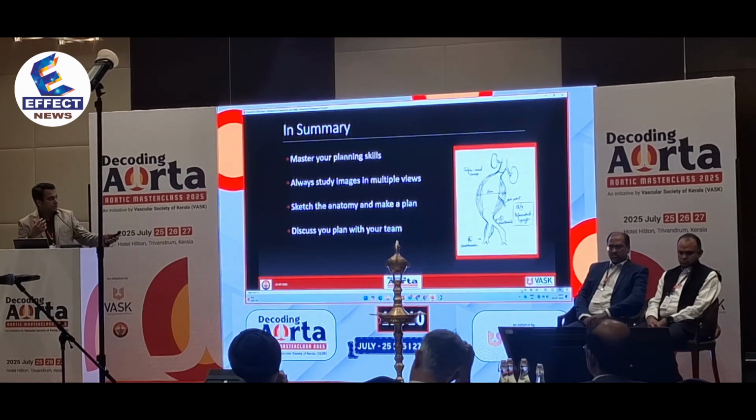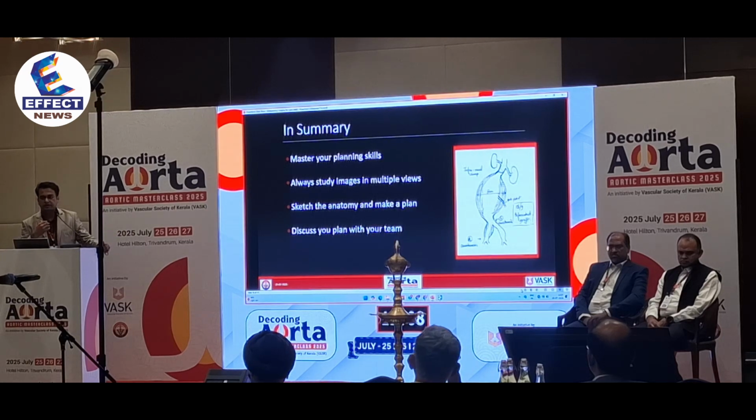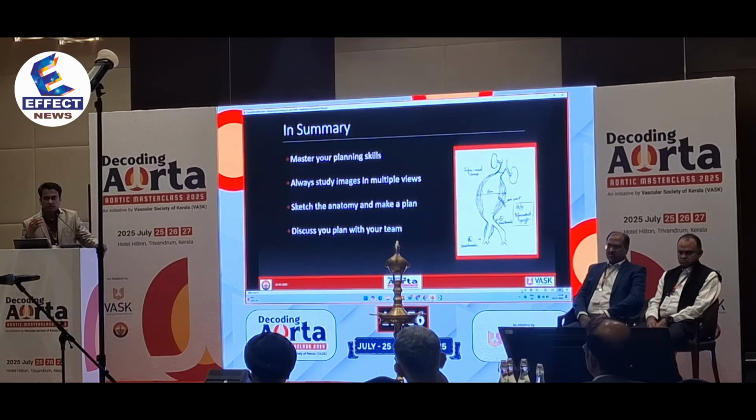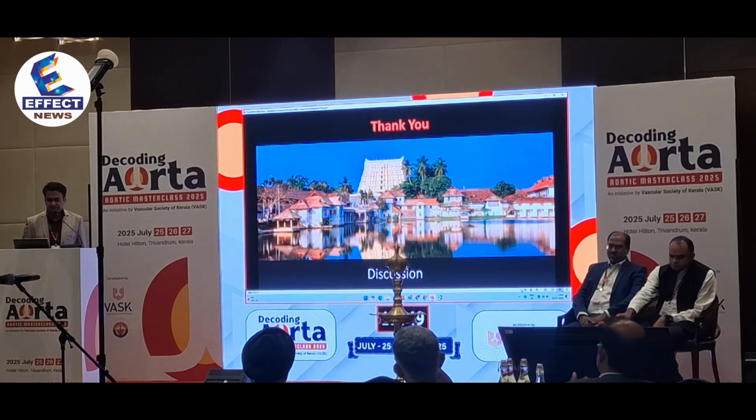It's a good practice also to make a sketch like this by yourself, so that before you go in for surgery, you can revise the plan immediately, and also you can share your plan with your teammates, your anesthetists, your assistants, your nursing staff, so that they also understand and follow what you intend to do and are in sync during the surgery. Thank you very much.